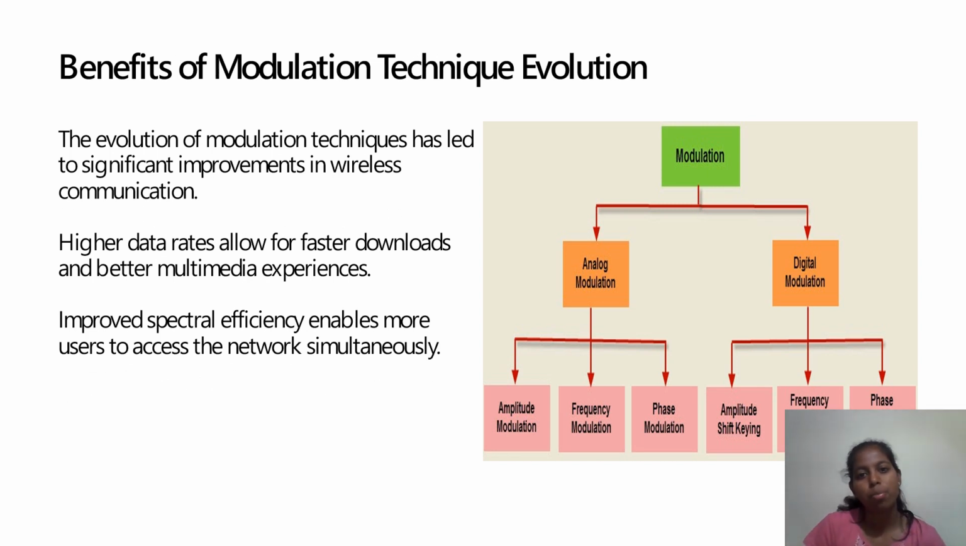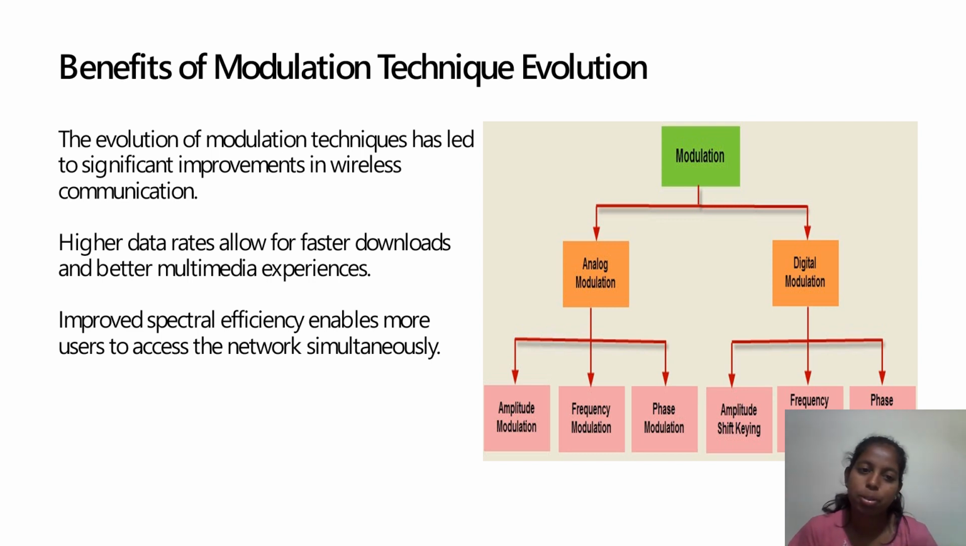Let's see the benefits of modulation technique evolution. As wireless communication has evolved from 1G to 5G, let's see how the benefits can be measured. The evolution of modulation techniques has led to significant improvements in wireless communication. Higher data rates allow for faster downloads and better multimedia experiences. Improved spectral efficiency enables more users to access the network simultaneously.